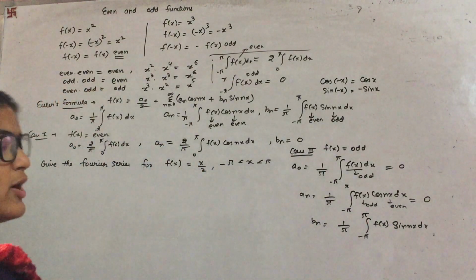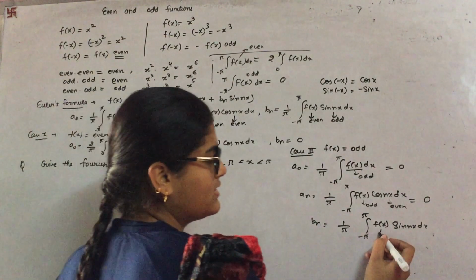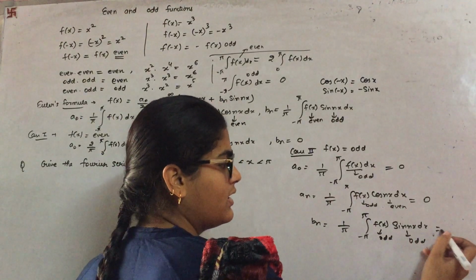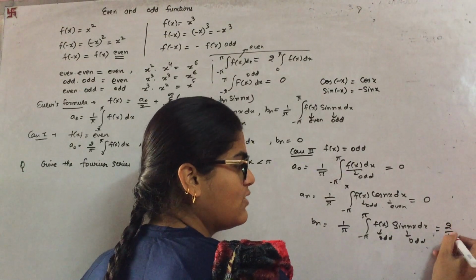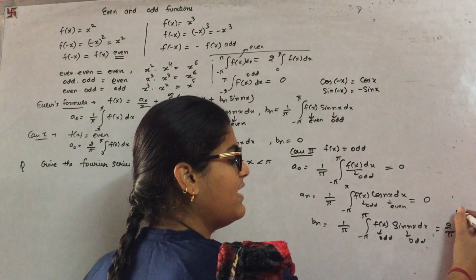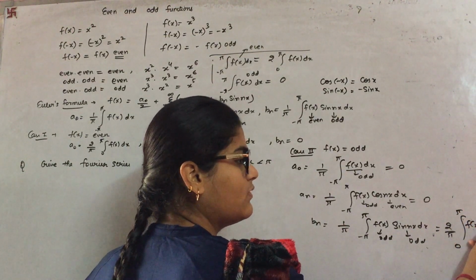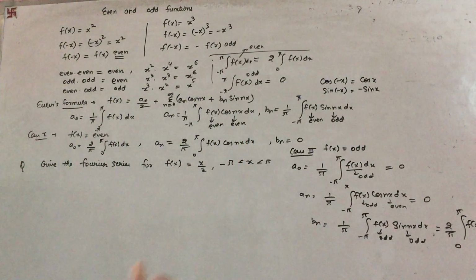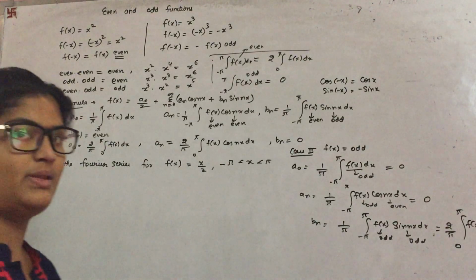Even and odd comes out to be odd. And now this is odd according to the assumption. This is also odd. Odd and odd comes out to be even. That's why you have to only find out the value of what? Bn. Is it okay? So now let us take an example.